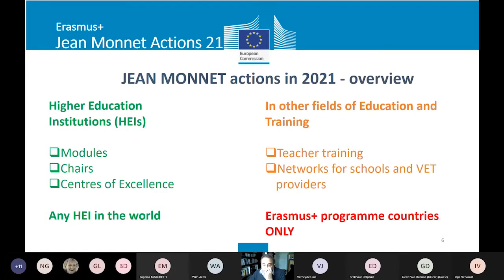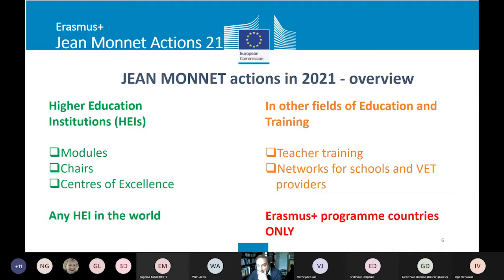So the actions in detail. We have the action that touches higher education institutions, which was already existing in the previous multi-annual financial framework, 2014-2020. Now we enter the new multi-annual financial framework, the MFF, 2021 to 2027, because the European Union has a budget cycle of 7 years from its creation.